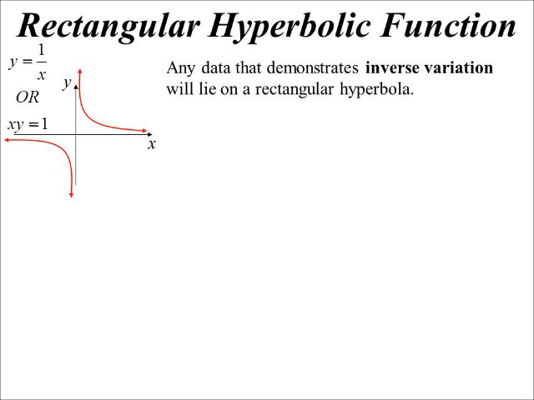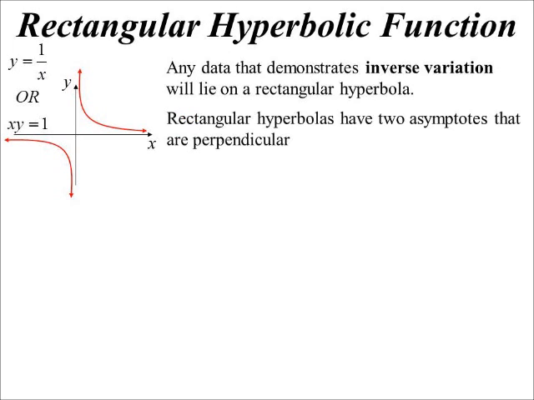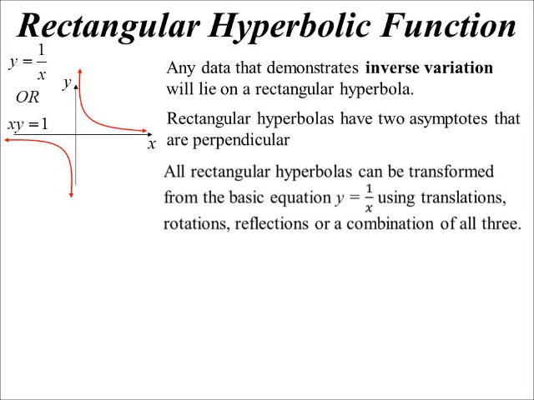Now just like the straight line displayed direct variation, so if we were to plot our data and we're wondering what sort of relationship exists, a straight line would be a direct variation. A hyperbolic one like this would be inverse variation. As one gets bigger, the other gets smaller, and vice versa. There you go, that's what I was saying before. Rectangular hyperbolas have the two asymptotes that are perpendicular. And once again, just like all the other functions we've seen so far, we can create all the different rectangular hyperbolas and other hyperbolas for that matter, using translations, rotations, reflections of the basic one, 1 on x.